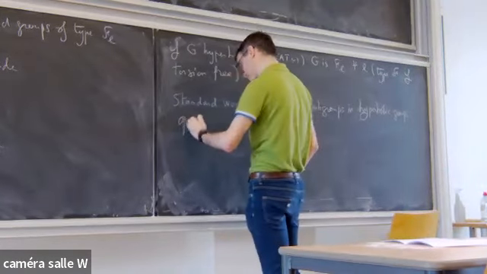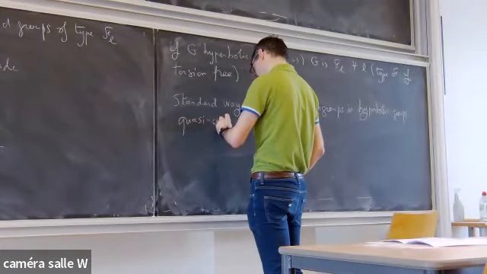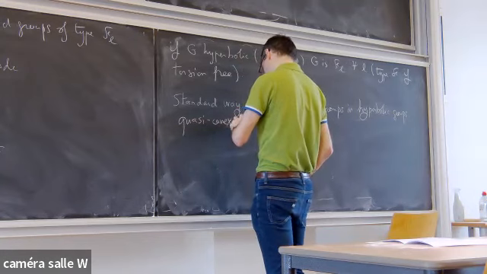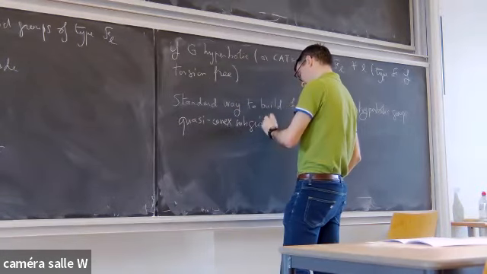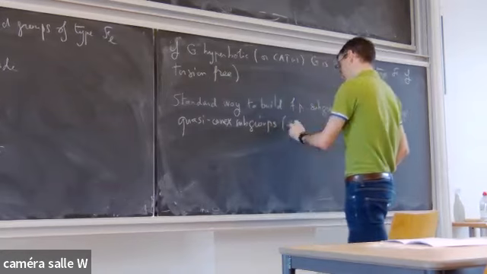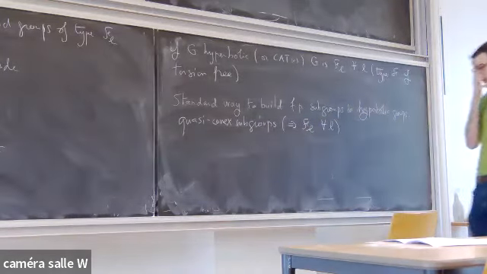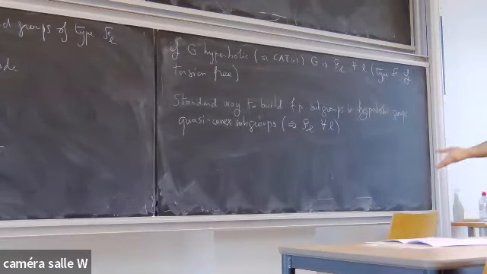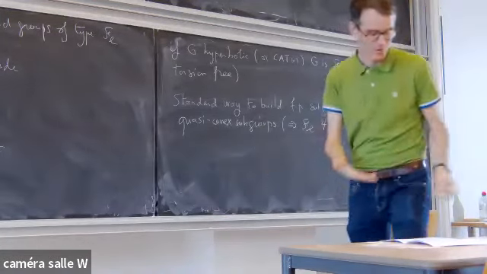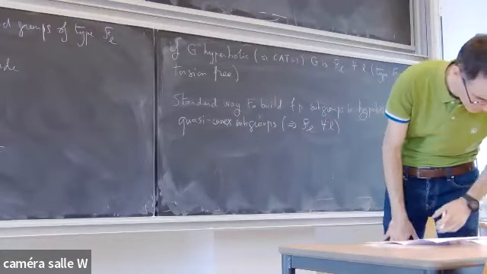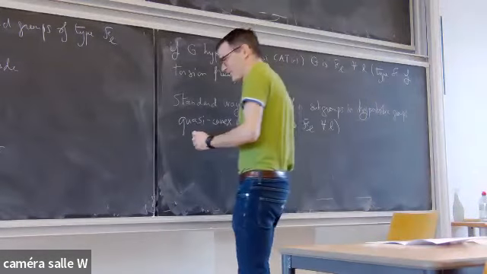Like quasi-convex subgroups, and they are F∞ for all of them. So you cannot do that if you want to find inside the hyperbolic group something which is F2 but not F3. So let me recall a bit of history.